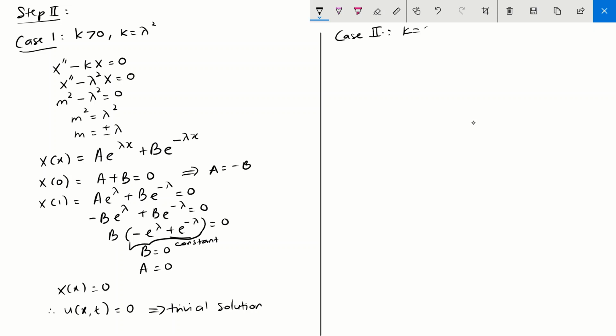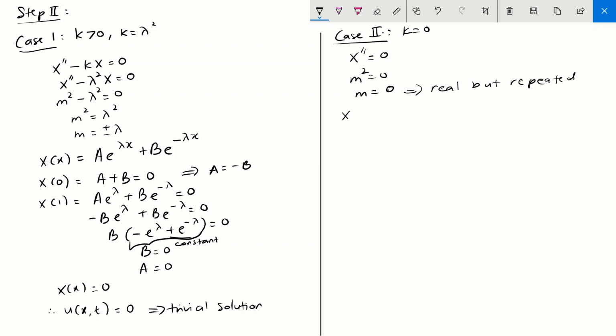Then we move to case 2. When k equals 0, we substitute into the second order ODE and get x double prime equals 0, so m squared equals 0, so m equals 0. Even though you only see one value for m, which is 0, because we are solving a quadratic equation, the roots are real but repeated.